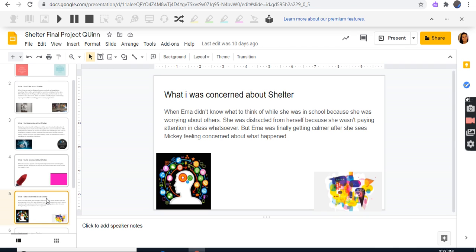What I was concerned about Shelter, when Emma didn't know what to think of while she was in school because she was worrying about others. She was distracted from herself because she wasn't paying attention in class whatsoever. That's definitely me. But Emma was finally getting calmer after she sees Mickey feeling concerned about what happened. So that's totally me on the second part. I am mostly distracted for myself because I can't pay attention that well. Sometimes I forget words of what they're saying. So that's basically me.